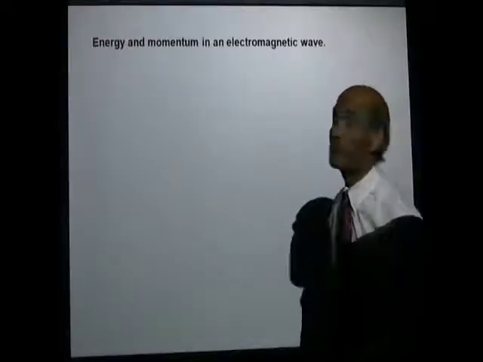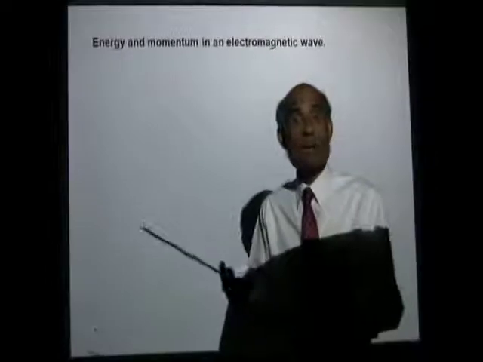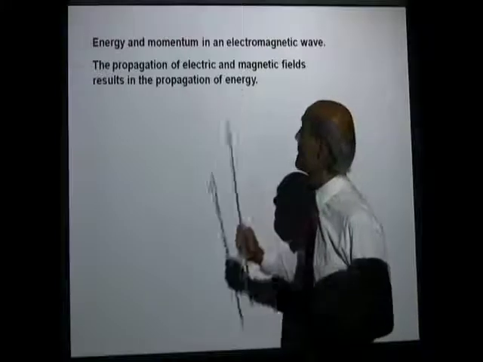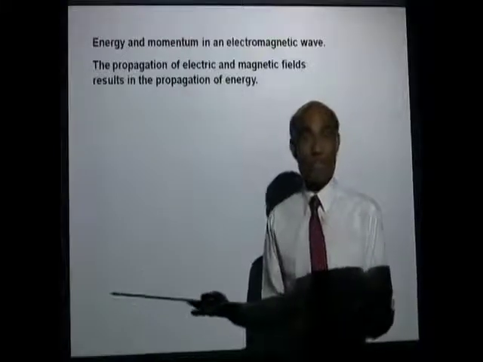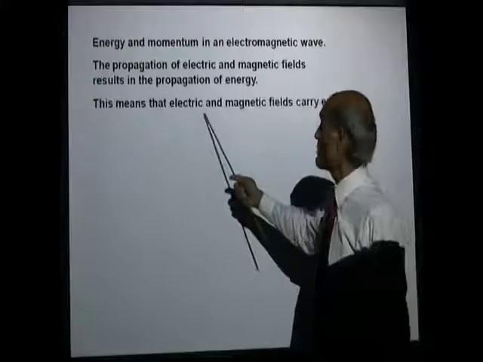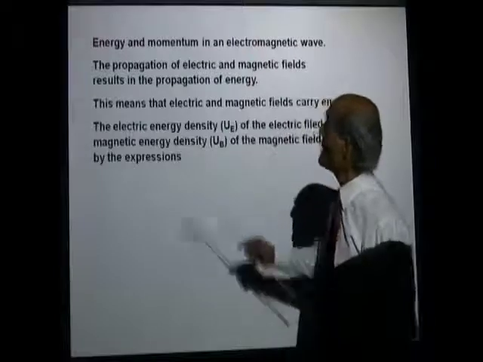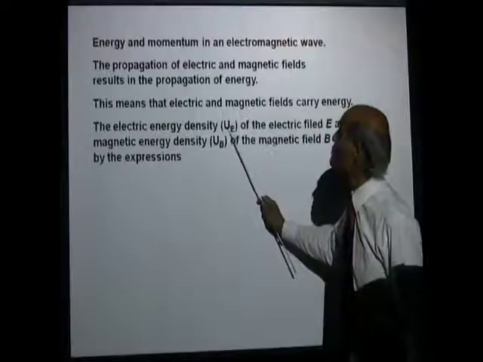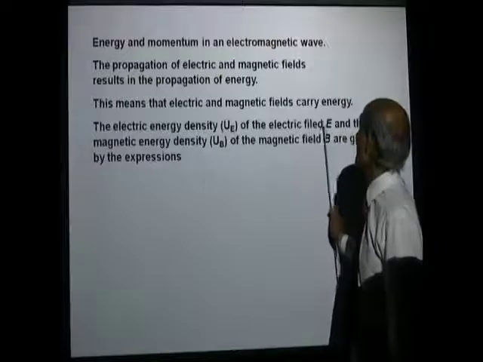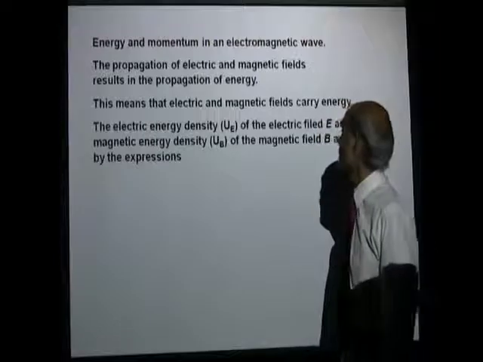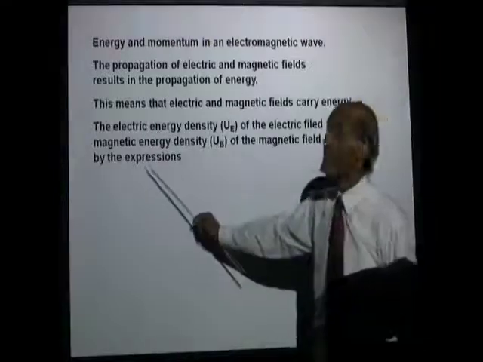Next, we will briefly discuss energy and momentum in an electromagnetic wave. These waves carry energy with them. The propagation of electric and magnetic fields results in the propagation of energy. Now, this means that electric and magnetic fields carry energy. Now, the electric energy density U sub E of the electric field E and the magnetic energy density U sub B of the magnetic field B are given by the expressions.